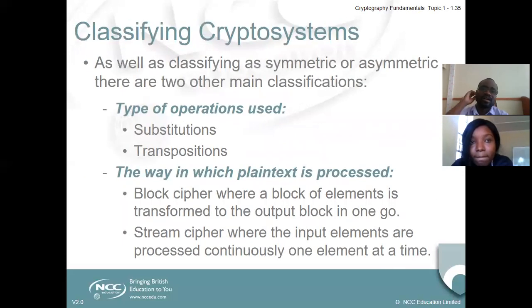Okay. Classifying crypto systems, as well as classifying as symmetric or asymmetric, there are two other main classification types. The type of operation used: there are substitutions and transpositions. And the way in which plain text is processed: block cipher, where a block of elements is transformed to the output block in one go; and stream cipher, where the input elements are processed continuously, one element at a time.